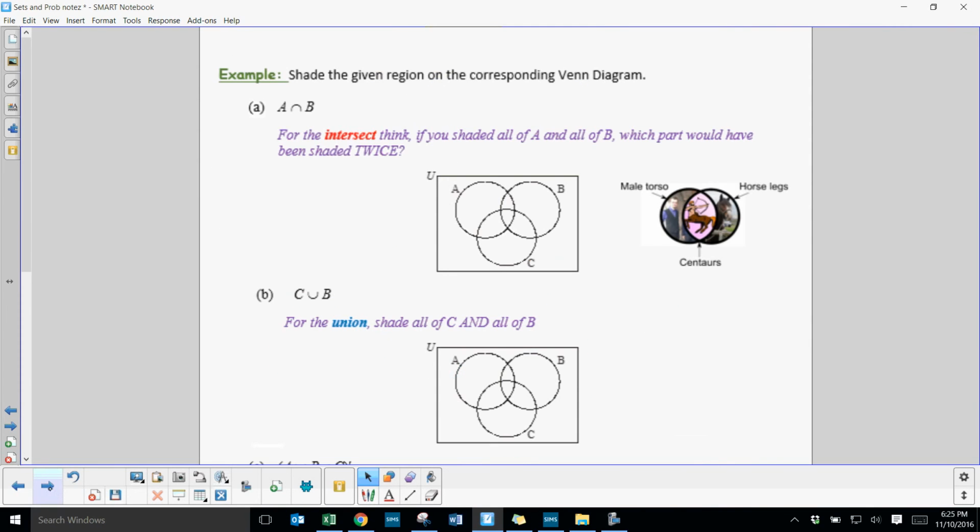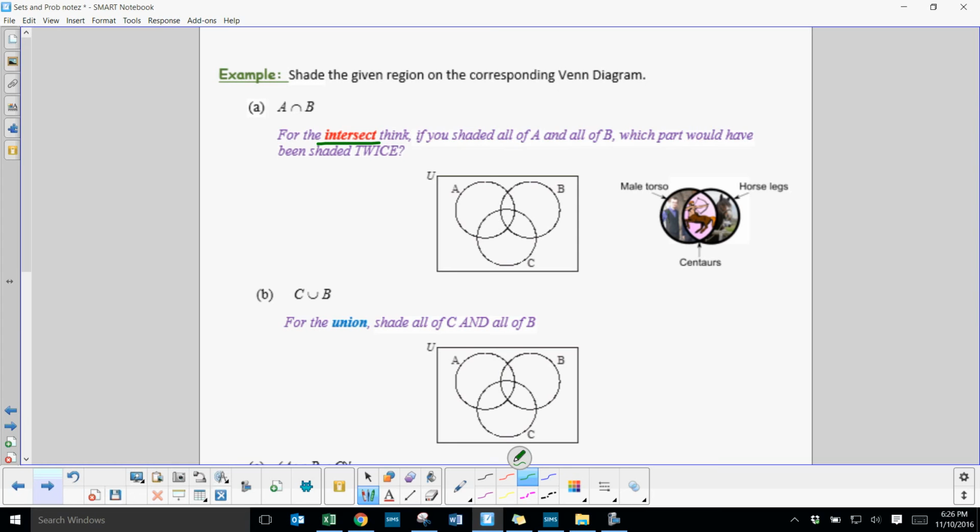Now let's do some shading. So shade the given region on the corresponding Venn diagram. So we've drawn the Venn diagrams for you, whereas in the textbook you have to draw them yourself. But to make it a bit easier, we've drawn them in the notes. Shade the given region on the corresponding Venn diagram. So A intersect B, that's asking for the intersect of just A and B, not C as well.